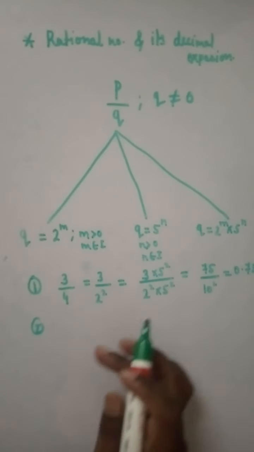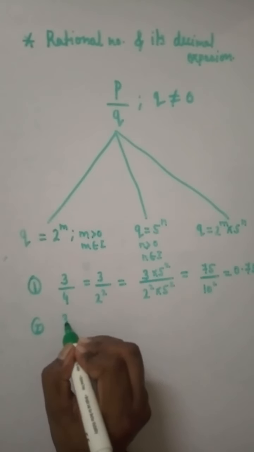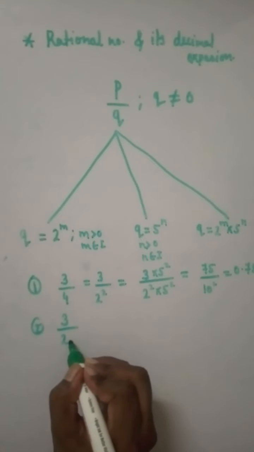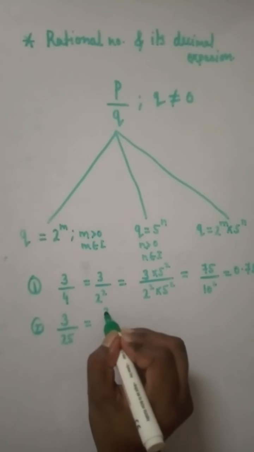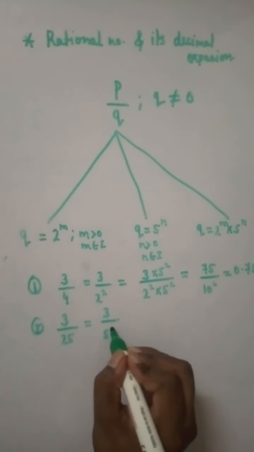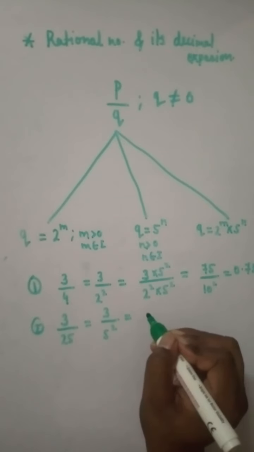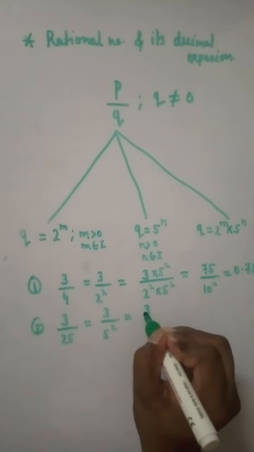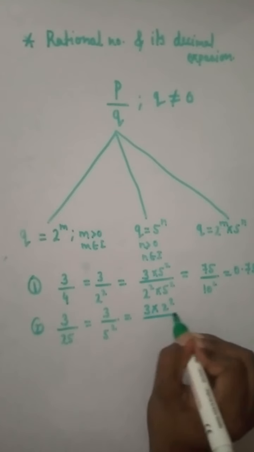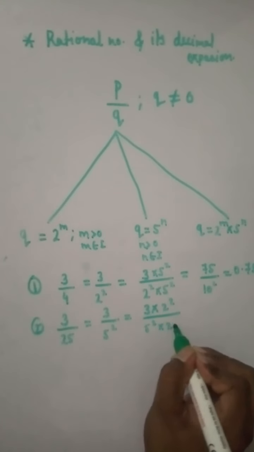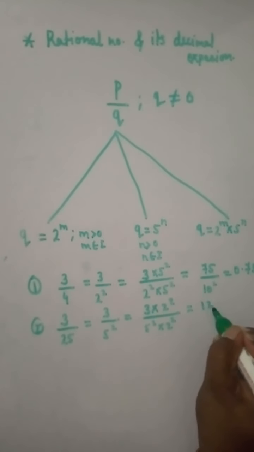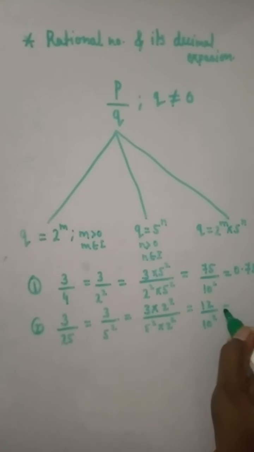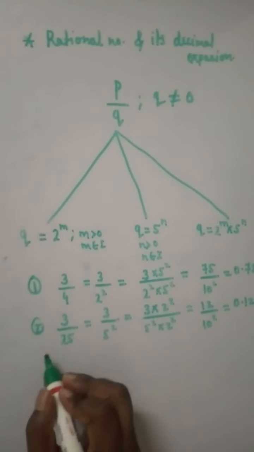Another case I'm taking now: 3 upon 25, or you can take 125 as well, that's your wish. This becomes 3 upon 5 square, which can be converted to 3 into 2 square upon 5 raised to 2 into 2 raised to 2. 4 3s are 12, this is 10 square, which is nothing but 0.12.